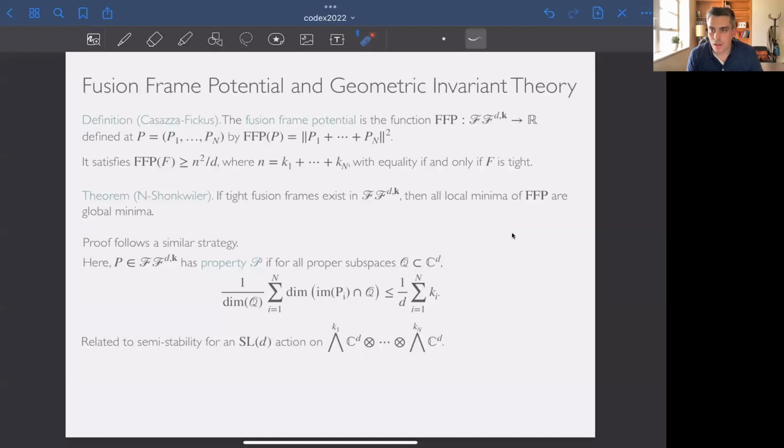The proof follows a very similar strategy to the classical frame theory proof that I just described a little bit. Basically, you have to cook up a new property that captures semi-stability. It's a more complicated thing that we don't really have to stare at for too long, but there's some more complicated property that a fusion frame must satisfy. And this relates to semi-stability for the SL_d action. Now the trick is you have to do a Plücker coordinate: you take these wedges of C^d together and then tensor the results. So it's more or less a beefed up version of the proof strategy in the classical frame case.